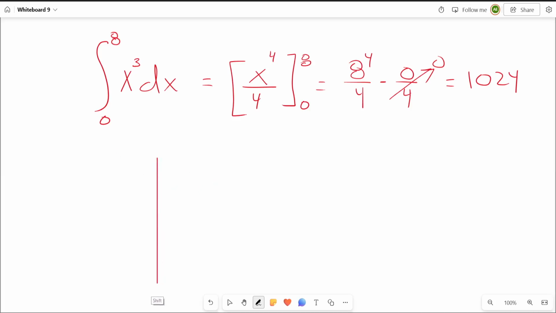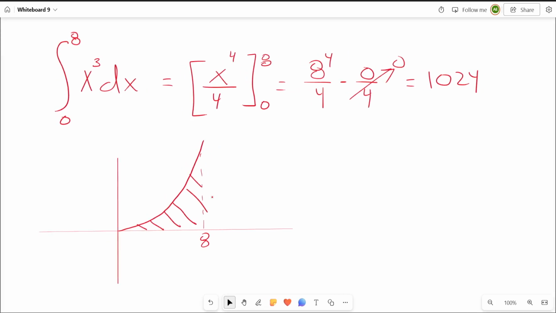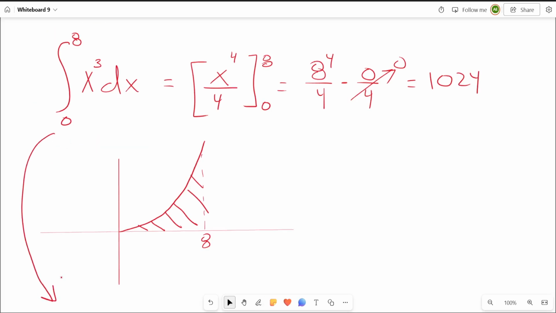If we drew our graph of this function, or at least the section from 0 to x equals 8, let's say here is 8, what we found, the 1024, is basically this area under the graph. This is the normal definite integral. In today's video, we're going to be highlighting numerical integration. So let's say that our integration was not as simple as x cubed. It was something very, very difficult, something I couldn't integrate, or I don't know how to, or it's going to take so much time. Is there any way to approximate this definite integral? Yes, we will do numerical integration.